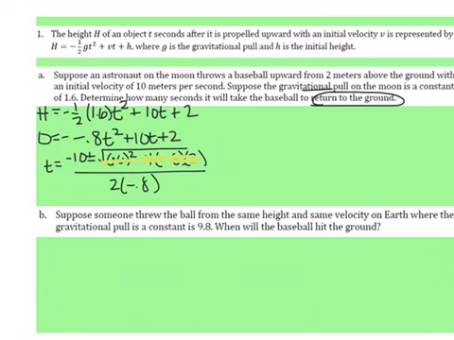When you do all of that, you should get t is going to equal negative 0.2, and then t is going to equal 12.7. Now remember, we're asking how many seconds it will take. It doesn't make sense to have negative seconds, so my answer is going to be 12.7 seconds.